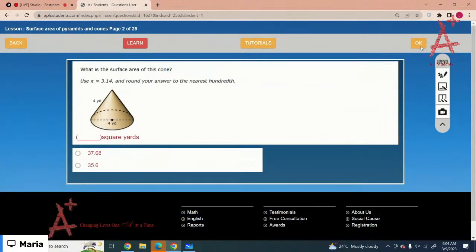Okay, you have to calculate the surface area of the cone. Got it? So let's see how to calculate the surface area of the cone. Okay, so you are given the diameter is 4 yards, and you are given the height of the cone. The height of the cone is 4 yards. So we have to calculate the surface area of the cone.